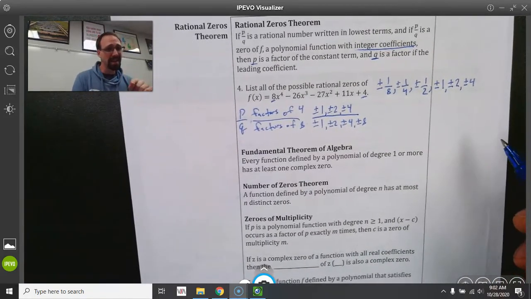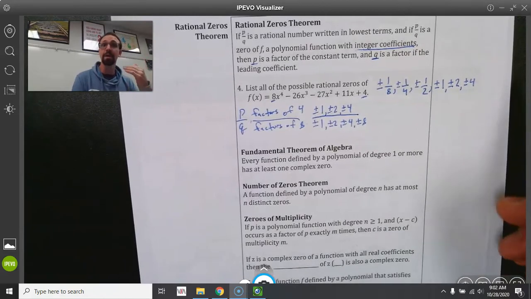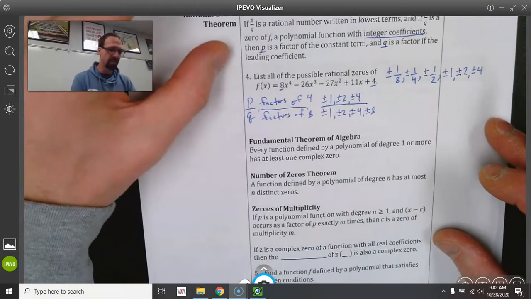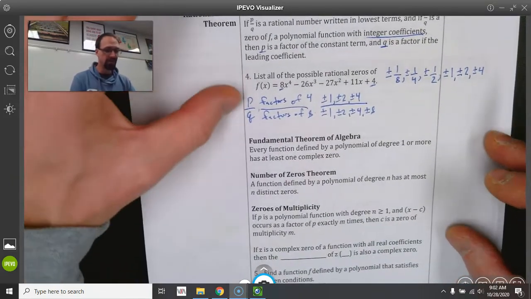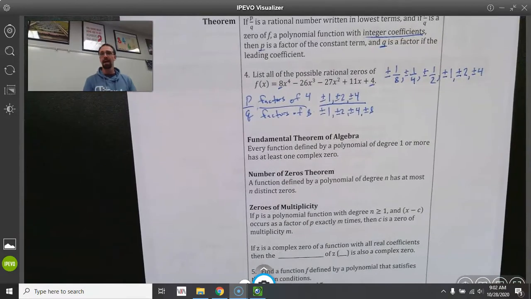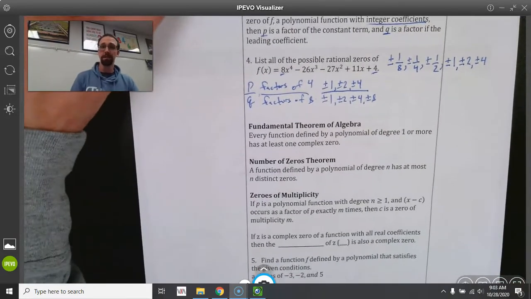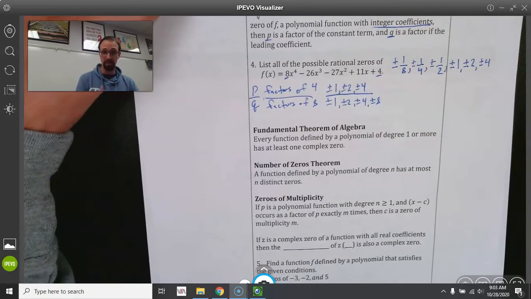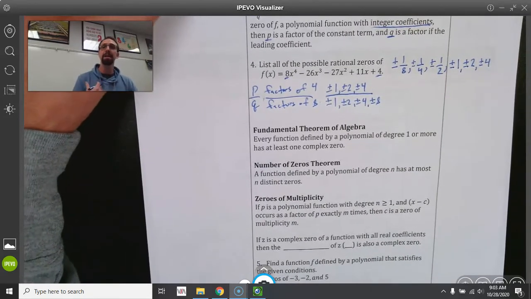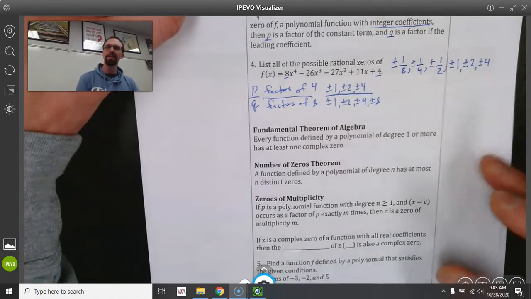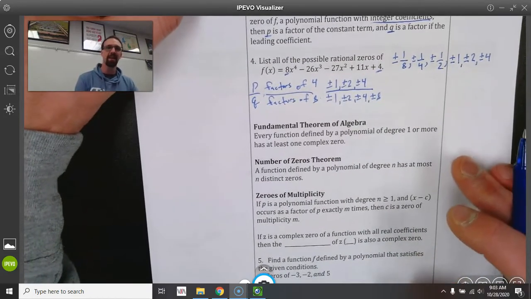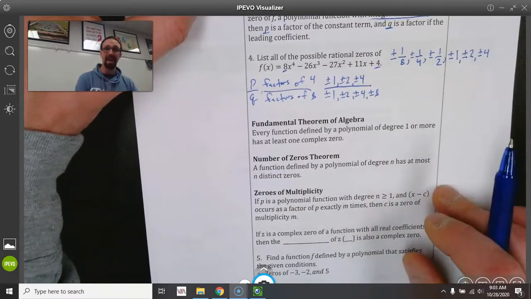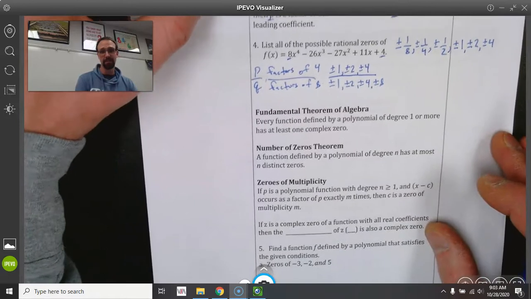That doesn't mean that there are no complex zeros or irrational zeros. Those exist also. In fact, the fundamental theorem of algebra says every function defined by a polynomial of degree 1 or more has at least one complex zero. Now, that complex zero could be 0. So the complex value for it could be 0, but it has at least 1. And the reason we say that it has at least 1 is because it has to also satisfy the number of zeros theorem. If it has a degree n, it has at most n distinct zeros.